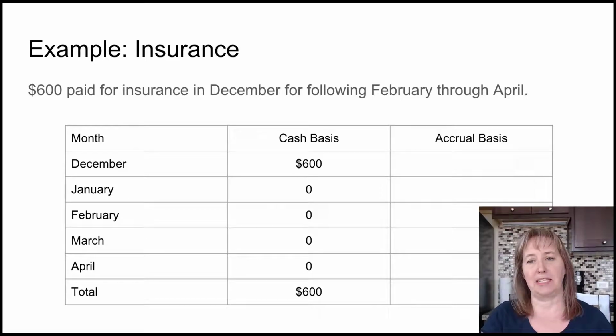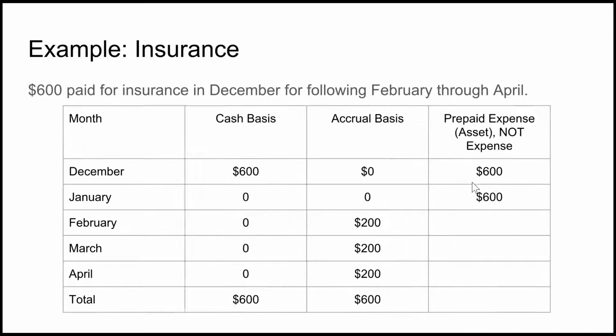Now, you might be asking, okay, if I'm not recording expense in December, and so that's zero, what happens to that payment of $600 that just came out of my account? What do you do with it? What you do is you have an account called a prepaid expense. So prepaid insurance, you might have something like prepaid inventory, prepaid rent, any kind of prepaid. That's actually not an expense, even though they call it a prepaid expense. It's an asset and it belongs on your balance sheet.